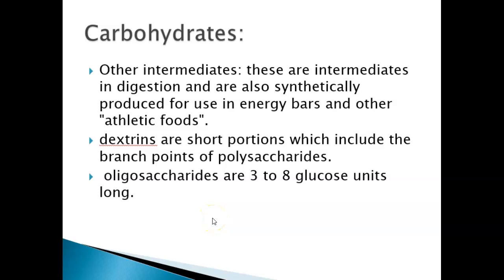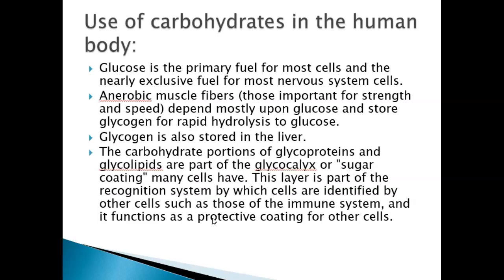I mentioned these other ones a while ago, the oligosaccharides. Oligo means few. You'll see these in energy bars, these athletic bars. They're shorter chain polysaccharides so that your body can break them down and get to the sugar more quickly. We take everything like that and break it down to the molecule glucose. That's the primary fuel source. We call that blood sugar.